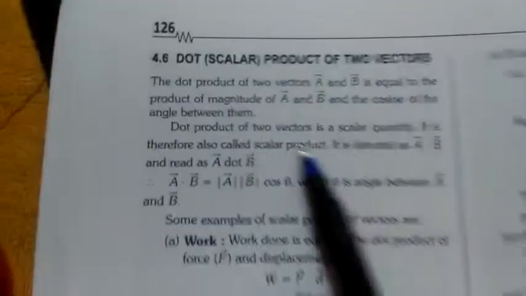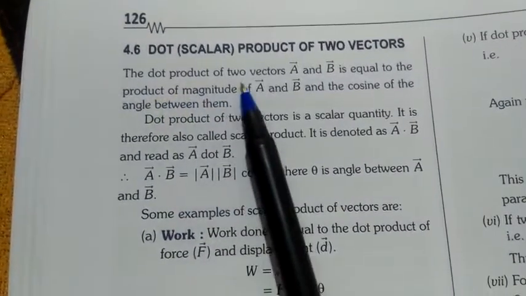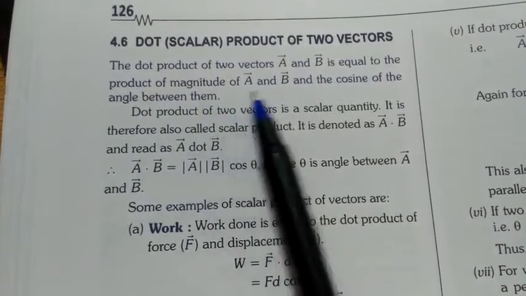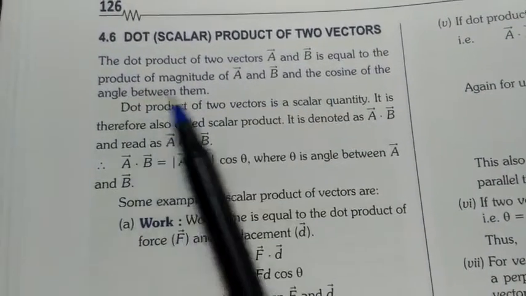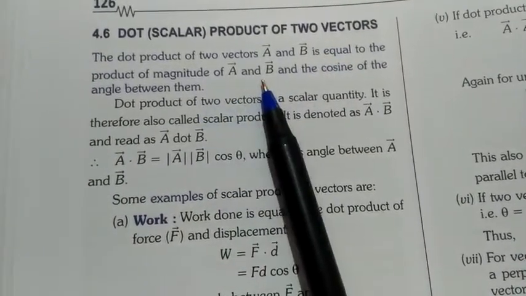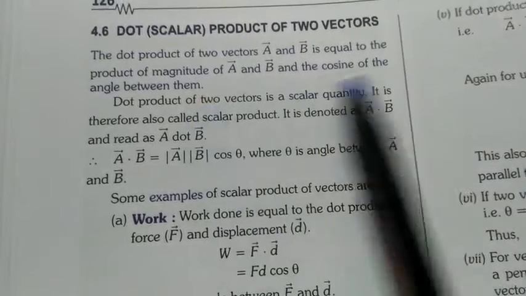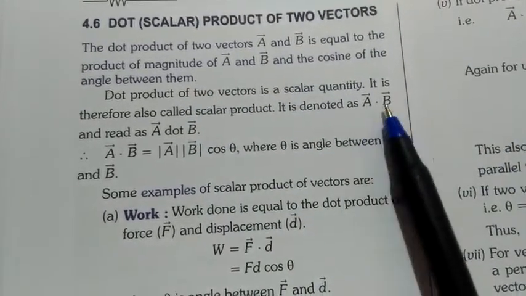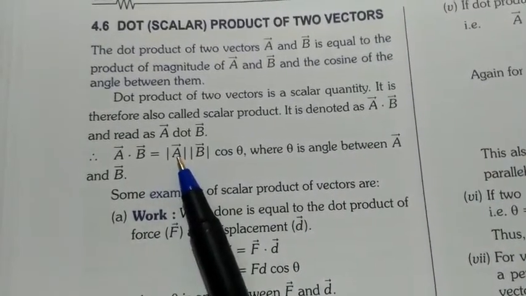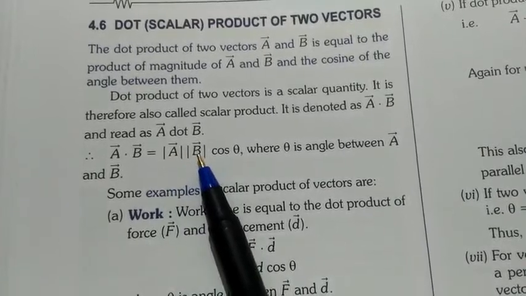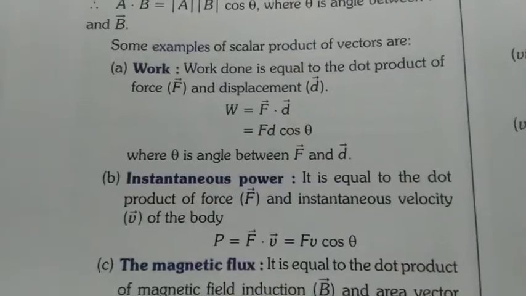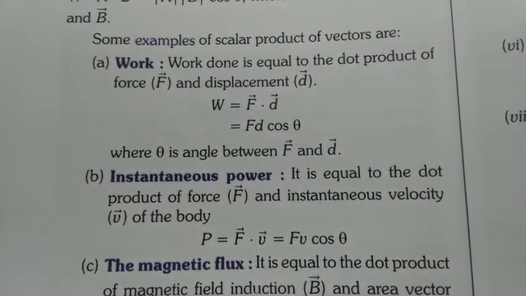So look at its definition first. The dot product of two vectors A and B is equal to the product of magnitude of A and B and the cosine of the angle between them. So it is the product of magnitude of A and B and the cosine of the angle between them. So it can be written as A dot B like this, and it is equal to modulus of A, modulus of B, cos theta, where theta is the angle between A and B.